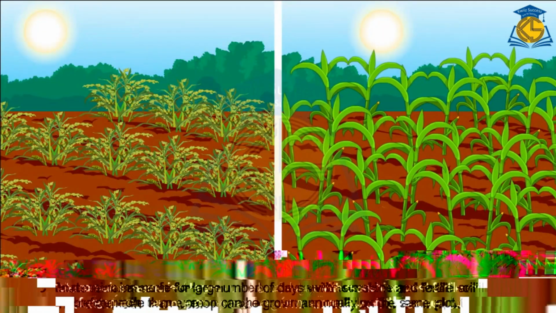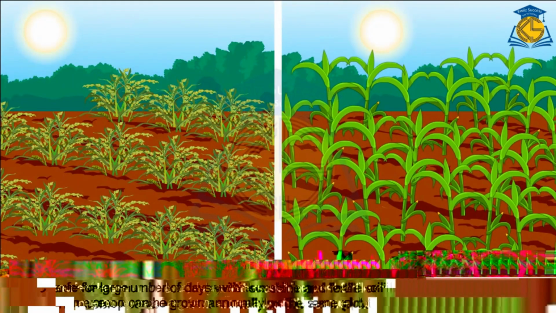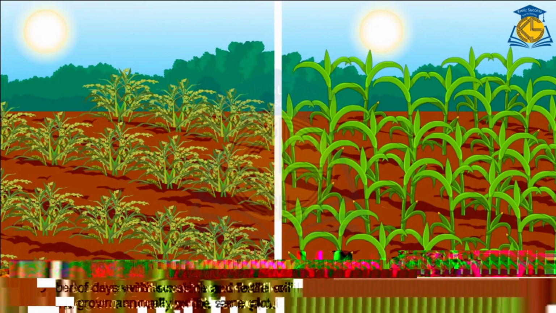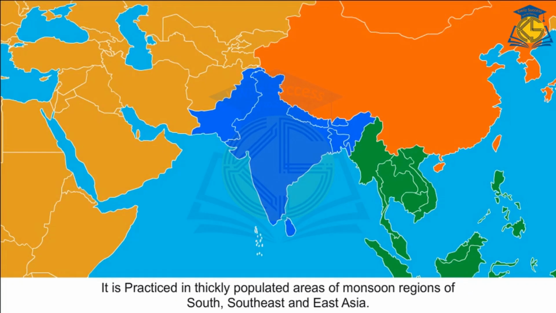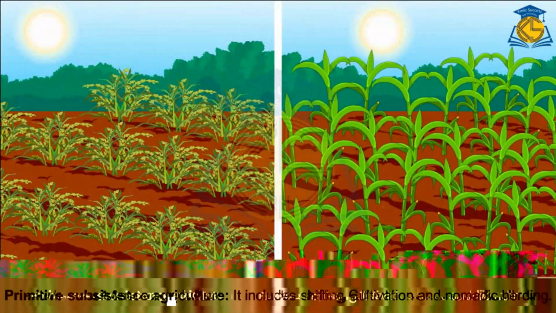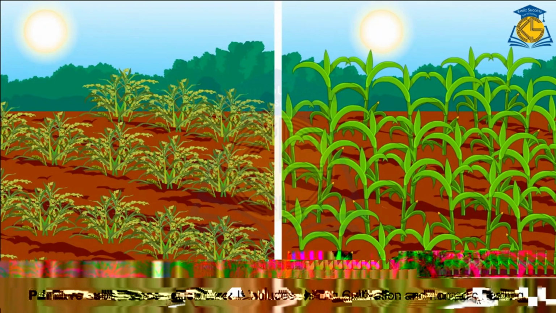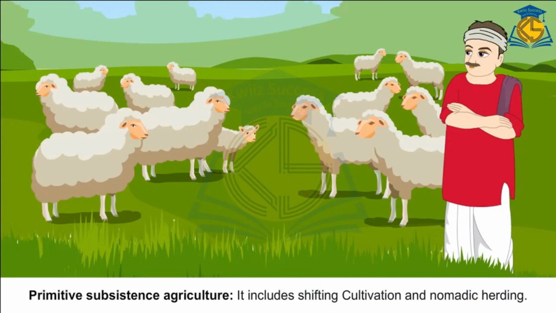Climate remains the same for a large number of days with sunshine and fertile soil. Therefore, more than one crop can be grown annually on the same plot. It is practiced in thickly populated areas of monsoon regions of South, Southeast and East Asia. Primitive subsistence agriculture. It includes shifting cultivation and nomadic herding.